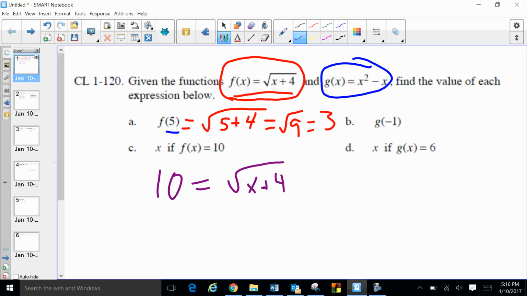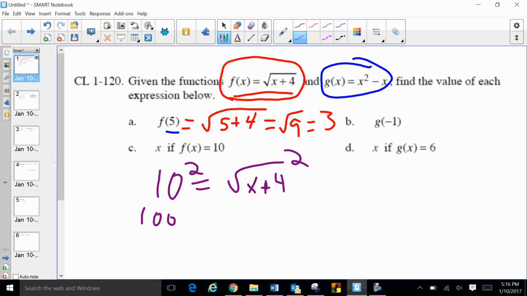Now, I know, to undo a square root, you may or may not have seen this before, but to undo a square root, we simply square it. When we square a square root, that gets rid of both the squared and the square root. But if we do it on the right side, we have to do it on the left side to keep it even. 10 squared means 10 times 10, which is 100.